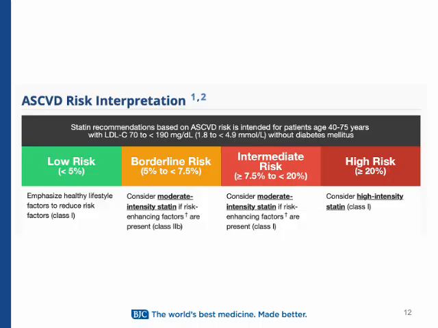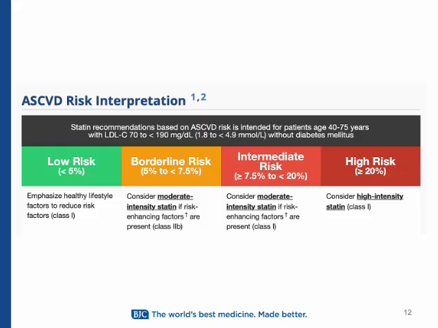This slide shows how we interpret the ASCVD risk and how those categories guide therapy decisions. These cutoffs come from, again, the ACC-AHA guidelines for adults ages 40 to 75 years old, with LDLs between 70 and 190 milligrams per deciliter without a history of diabetes. So over here in the green, this is low risk, under 5%. In this group, the main recommendation is lifestyle modifications only, and we avoid medications unless something else clearly pushes the risk higher.